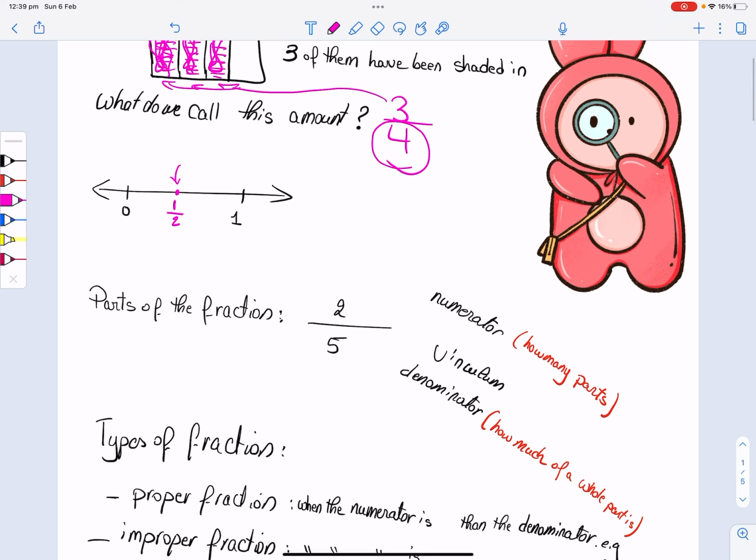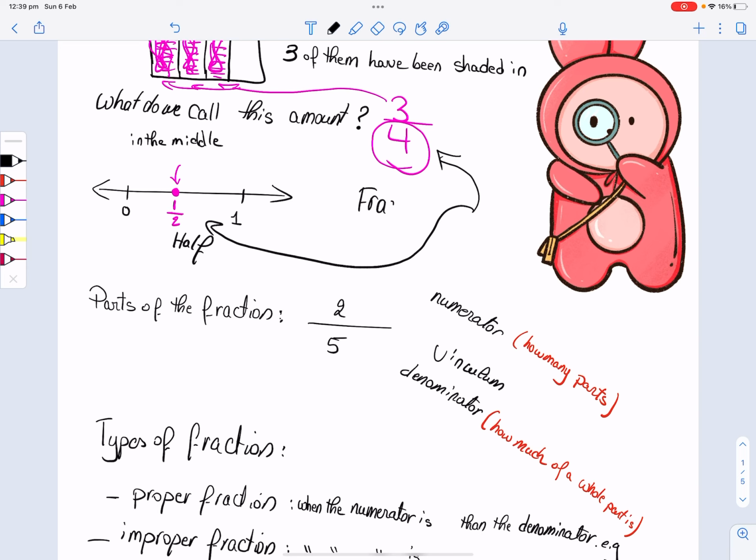If we have here a number line, and if we have 0 and 1, this is called the point which is in the middle. It's called half. Okay, so 3 out of 4 and half, those are called a fraction.